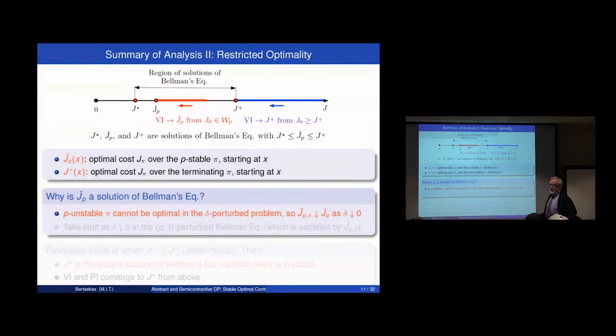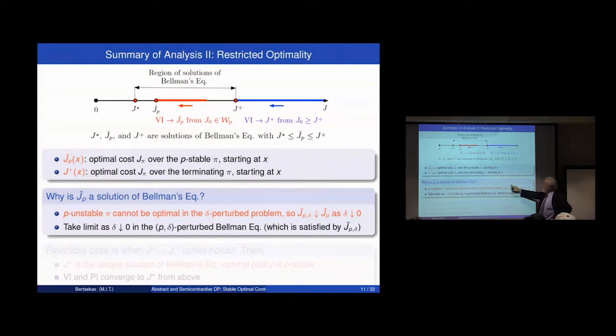Okay, now why should this result be correct? Why is J hat p a solution of Bellman's equation? Well, in the delta perturbed problem corresponding to a forcing function p, the p-unstable policies cannot be optimal. Basically, they get infinite costs, so they disappear from the picture. So J hat p reflects only the p-stable policies. The p-unstable policies do not matter. So what we have is that this is the optimal cost over the stable policies with a delta perturbation, and as delta goes to 0, we have this result here.